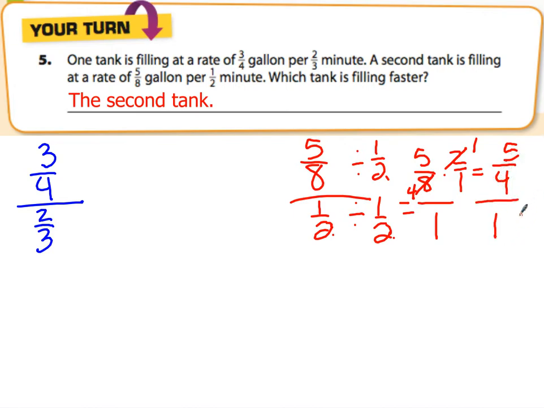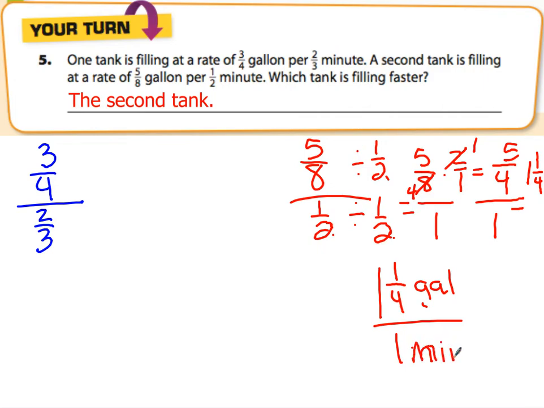Okay, so this one is filling 1 1/4. So this is 1 1/4 gallon per 1 minute. So that's how fast the second one is filling. And the first one, I divide by 2/3. Man, I don't like it when this pen doesn't write. I divide by 2/3.